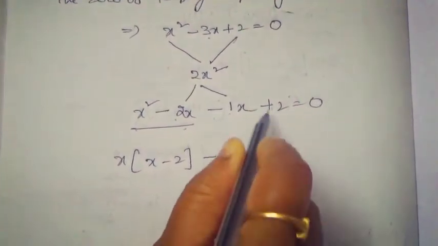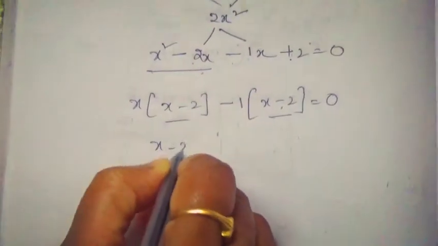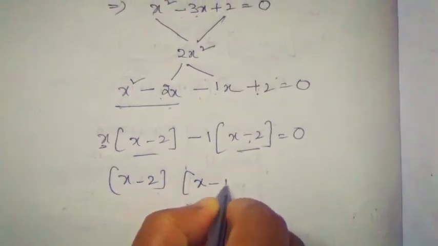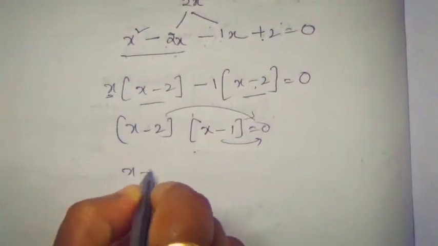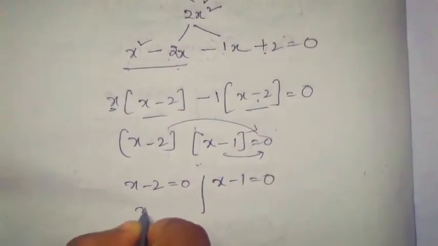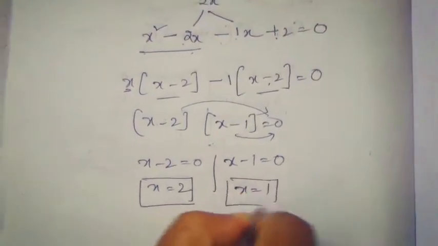Minus of minus plus, it becomes that is equal to 0. Here both the terms x minus 2 are common. The next one we have to remember is x minus 1. So you just equate both of these with 0. You will get x minus 2 is equal to 0, x minus 1 is equal to 0, x is equal to 2, x is equal to 1.